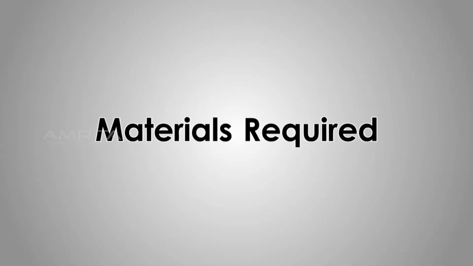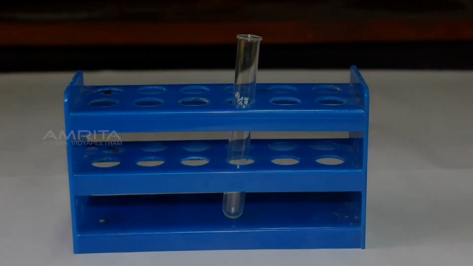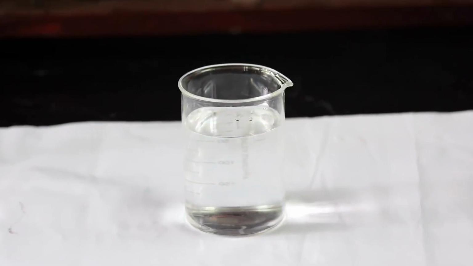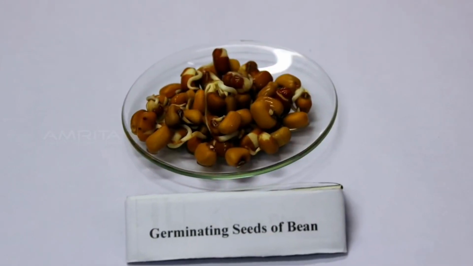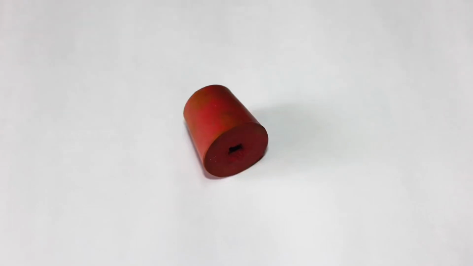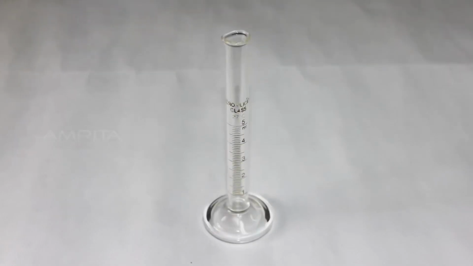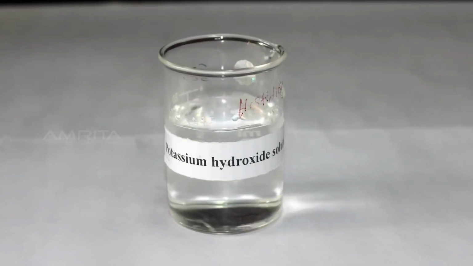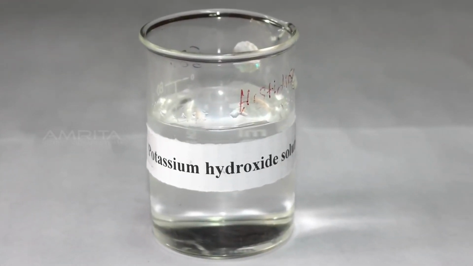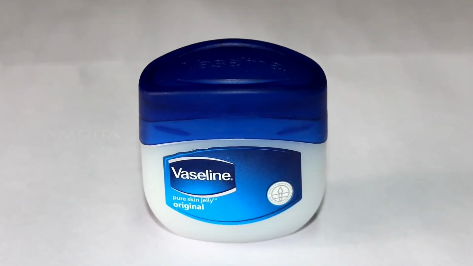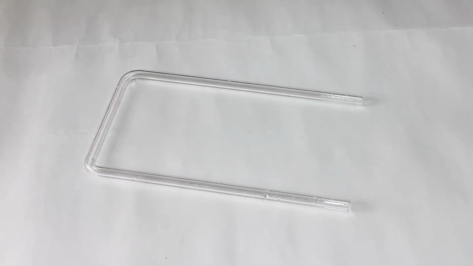To do the experiment, we require a test tube, a beaker containing distilled water, germinating seeds of bean, a cork with a hole, a conical flask, measuring cylinder, freshly prepared potassium hydroxide solution, petroleum jelly, thread, and a glass delivery tube with two bends at right angles. Procedure.